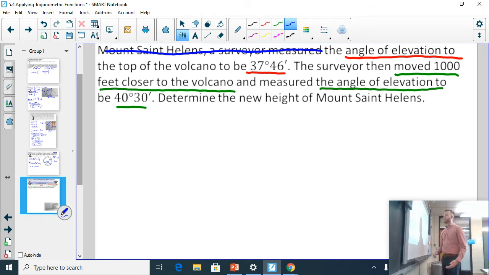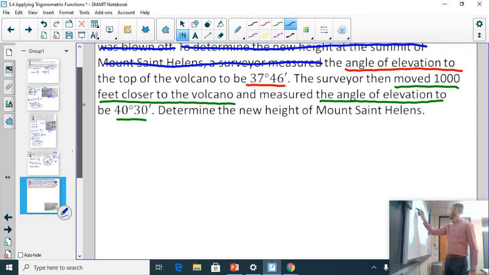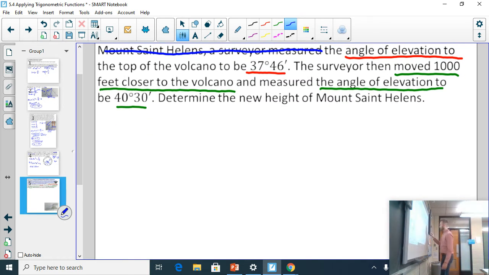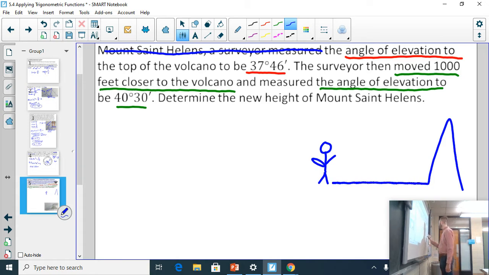Now, we know we're dealing with triangles. And I'm just going to start drawing what we know. So we have some sort of mountain, right? That's going to be my mountain. And we have some guy out here, some surveyor, some distance away from that mountain. And he's measuring to the top of the mountain. And he finds this angle right here. He finds this angle to be 37 degrees and 46 minutes.